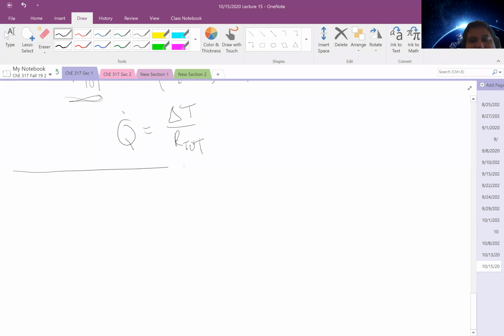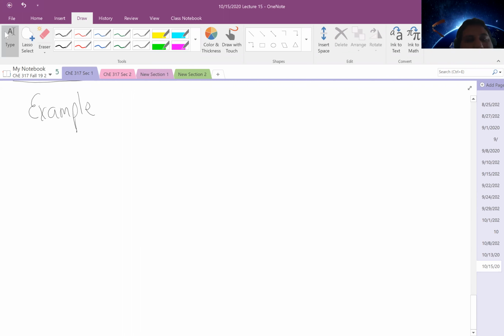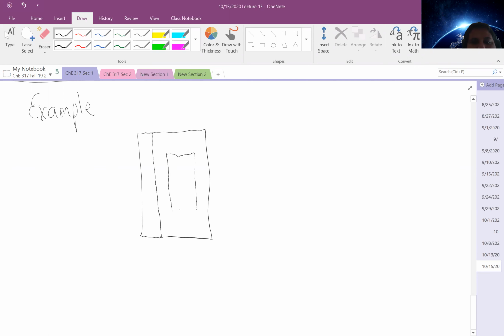So this is what I'm going to do. Let's take a look at this example. I'm going to go ahead and draw out this problem for you, and then I'm going to shoot you all into some breakouts to solve for a few things.